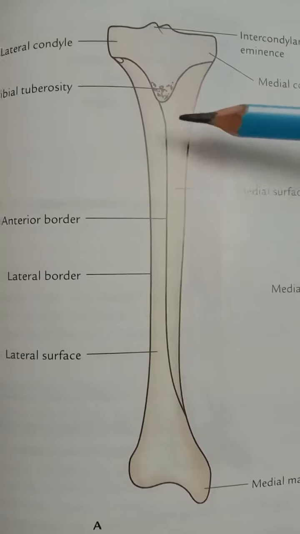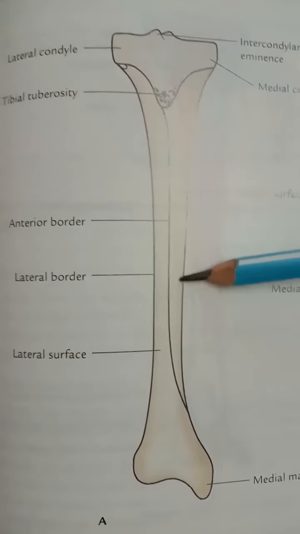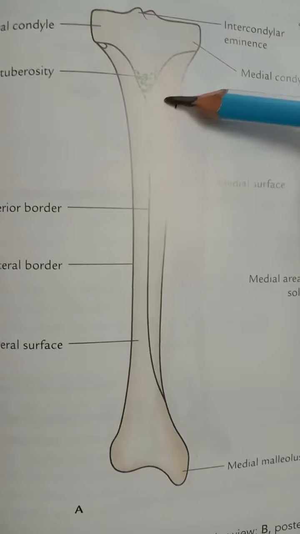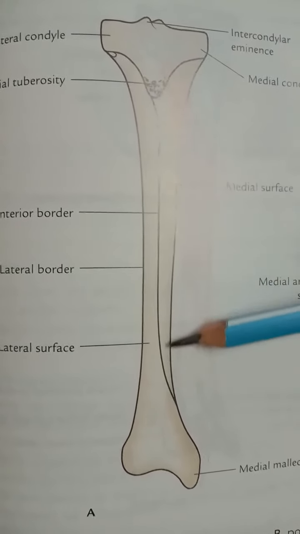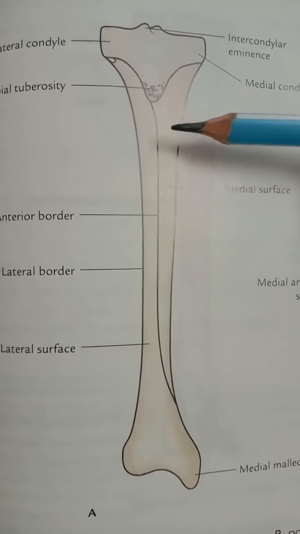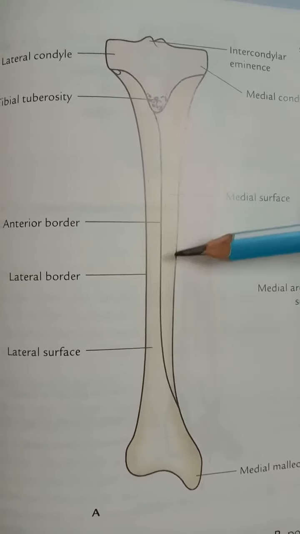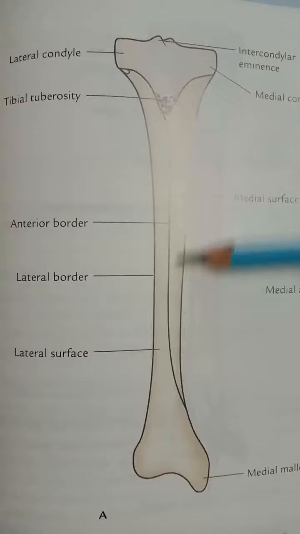Then the medial surface, so this one. The medial surface lies between the anterior border and the medial border, and it is broad and most of it is subcutaneous.